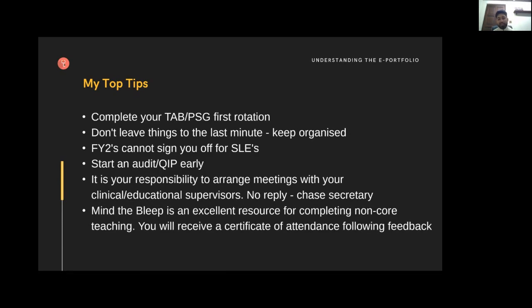And lastly, of course, it's a shameless plug, but Mind the Bleep is an excellent resource for completing non-core teaching. You will receive a certificate of attendance following feedback, which will count for your non-core teaching hours. So I attended a number of teaching sessions on Mind the Bleep this year, and I counted all of them. Because I got a certificate for each of them, I counted them towards my non-core teaching hours, and that really helped fill the gap. So if you're struggling with things to do for your non-core teaching hours, if you've not got things like e-learning or seminars, online Zoom sessions via Mind the Bleep or via Medal, count for those.